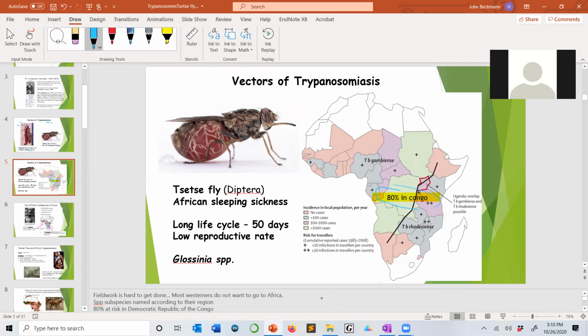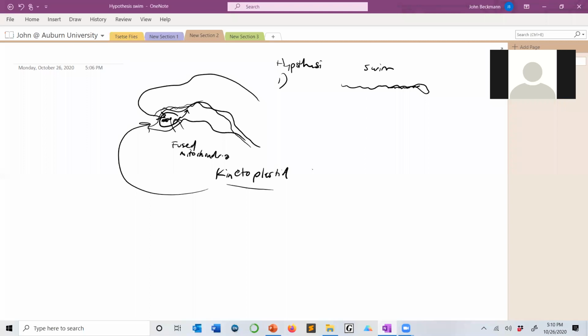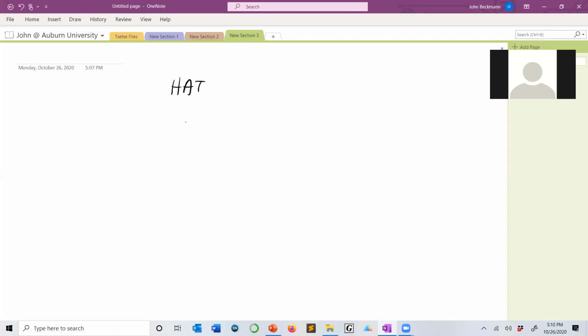Some interesting things about this, I feel like I have so many notes to write. Let me start a section on notes about human African trypanosomiasis. So 80% in the Congo. There are a couple of interesting things about it.